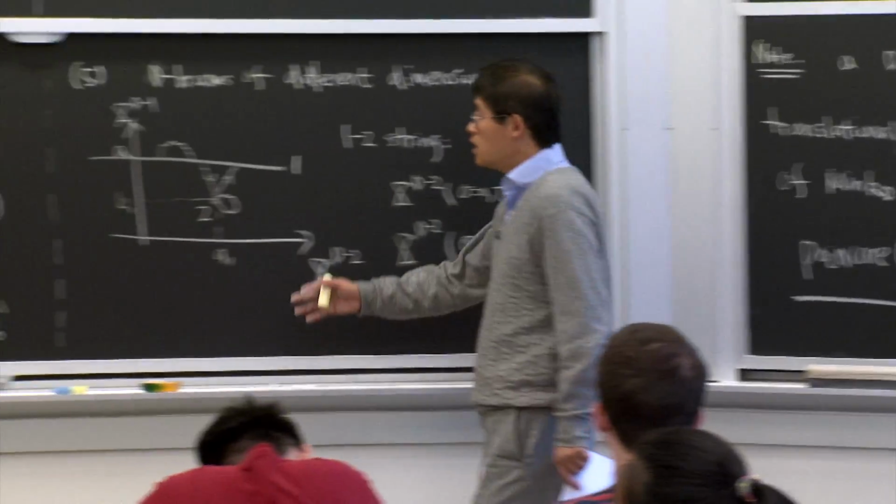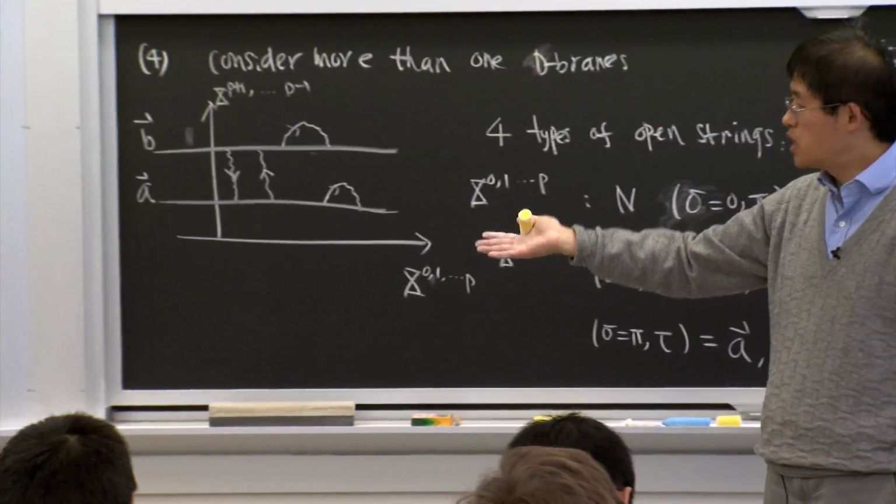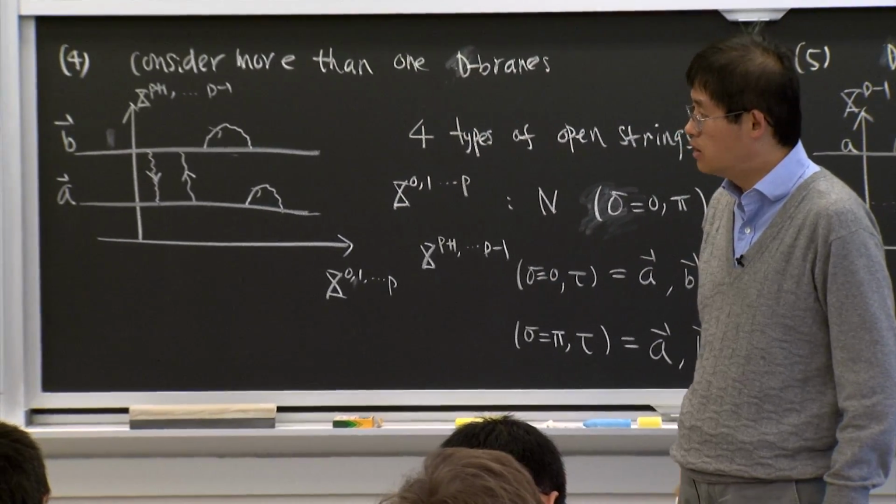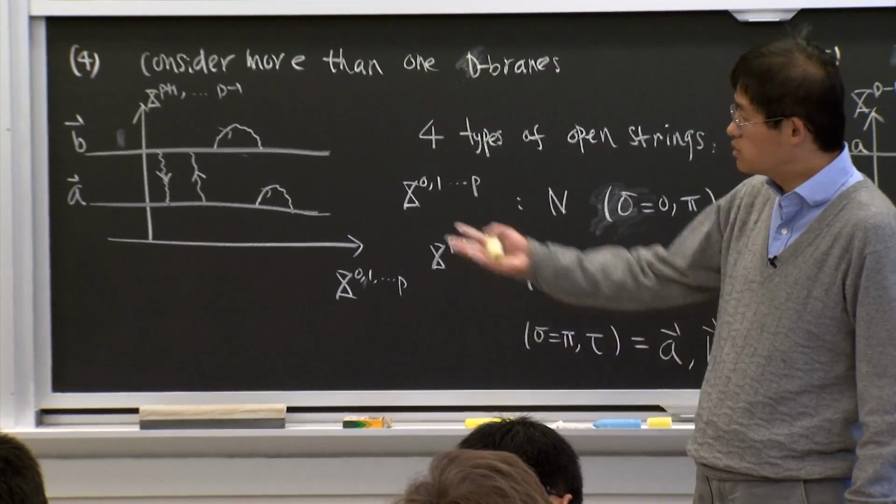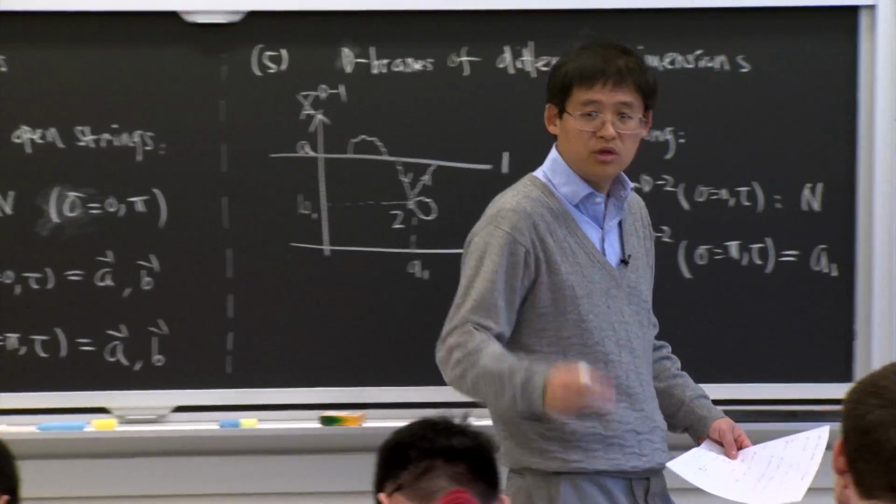So now, after talking about those boundary conditions, we can again go through the procedure of quantizing the open string with those boundary conditions. Okay? Then we see what we get.